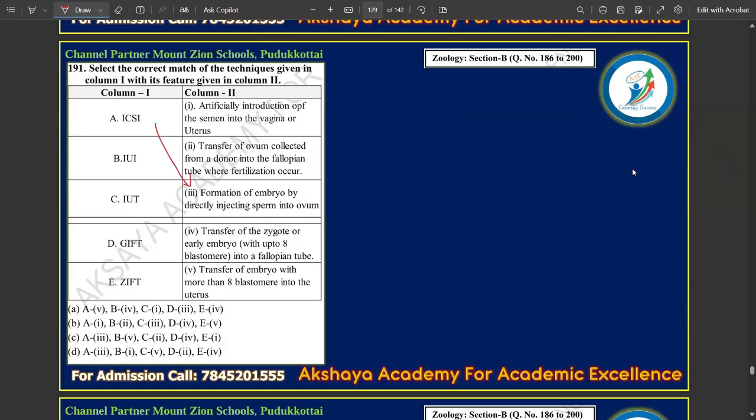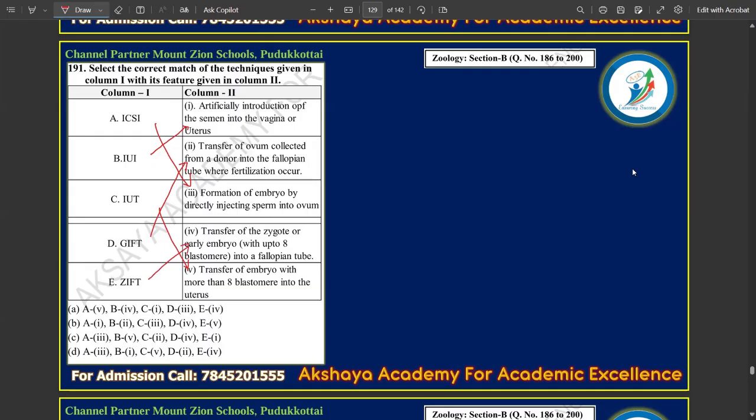Then intrauterine insemination, the semen is directly inseminated, right, inside the vagina or crossing it into the uterus. Then intrauterine transfer. Okay, so intrauterine transfer is done if the zygote or embryo is more than 8 blastomere. Then comes GIFT. Okay, it's gamete intrafallopian transfer. So gametes are transferred inside the fallopian tube, both the male and the female. Then zygote intrafallopian transfer. If the zygote or the embryo is less than 8, we transfer into the fallopian tube.